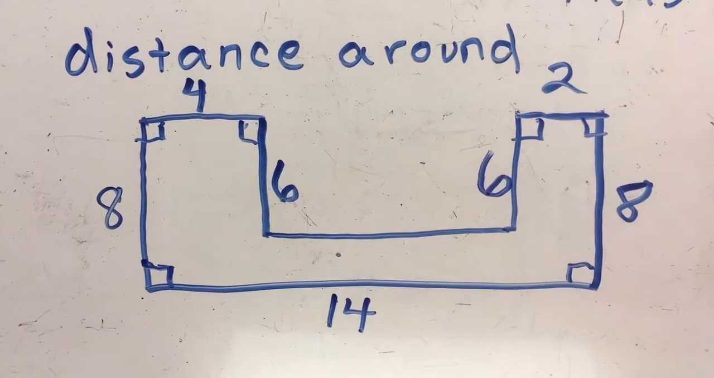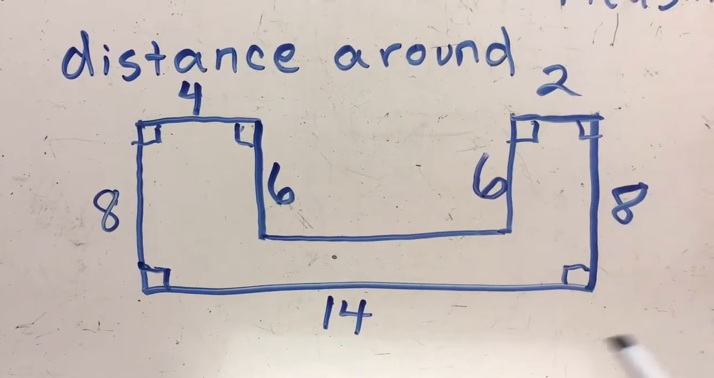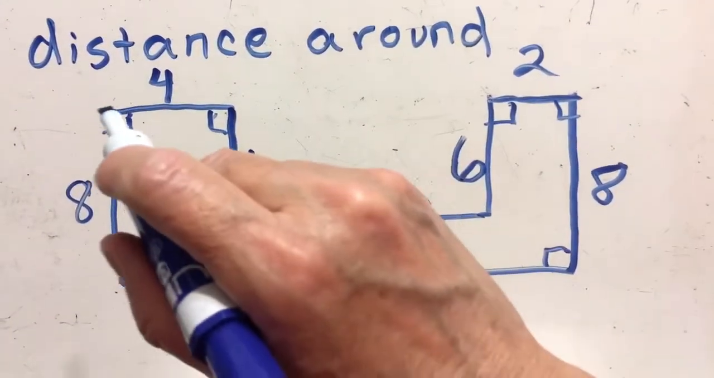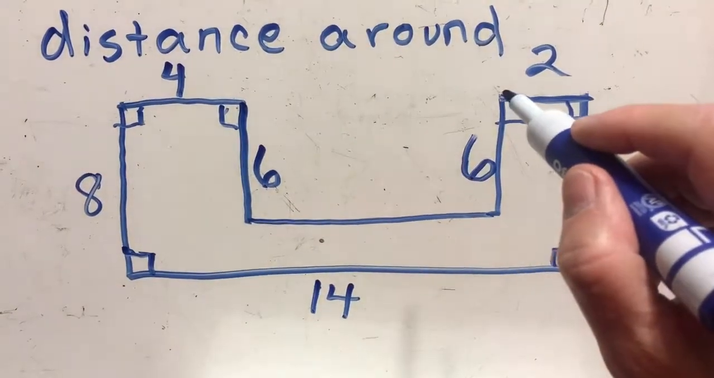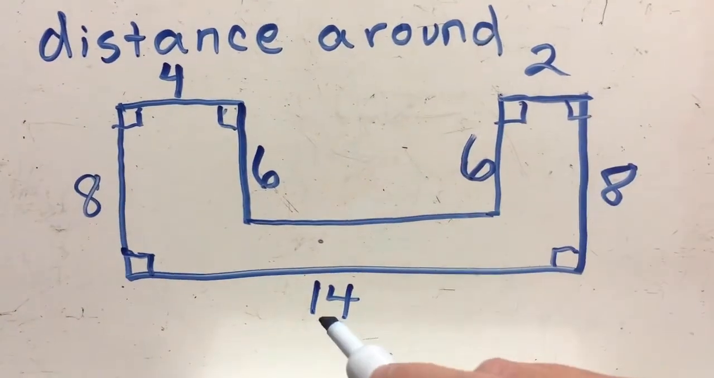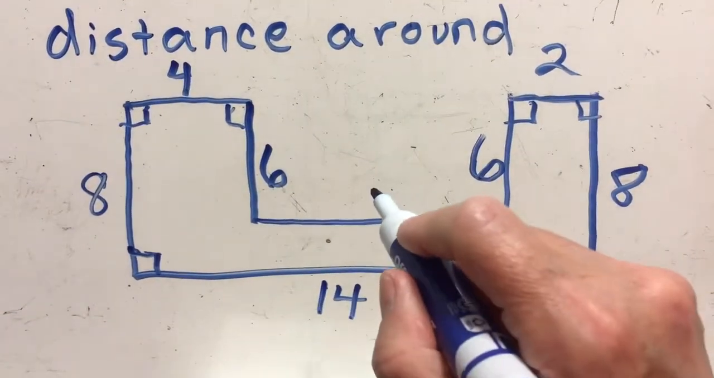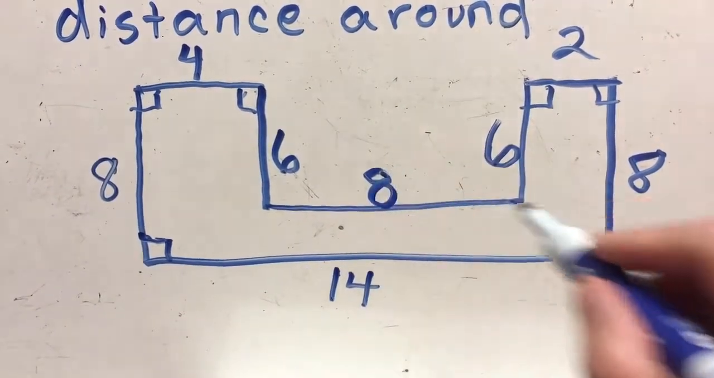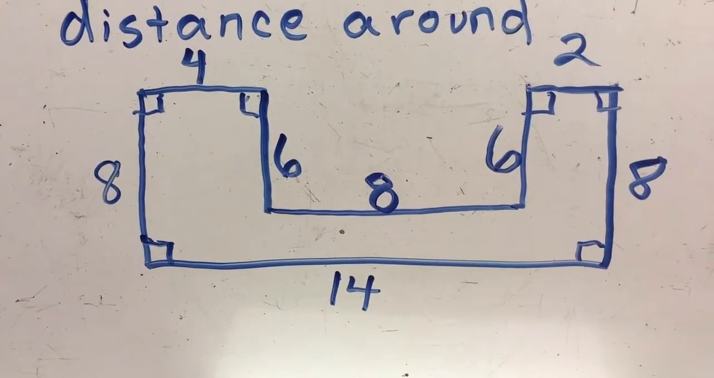What do you think? Think about what you would do in your head, and then I'm going to do this one for you. Okay, so wouldn't we take the base and subtract? We come in 4, and on the other side we come in 2. So 4 and 2 is 6. Wouldn't we have to take 14 and take away the 6 to get this distance here? So this distance here would be 8, because 8 plus 6 is 14.